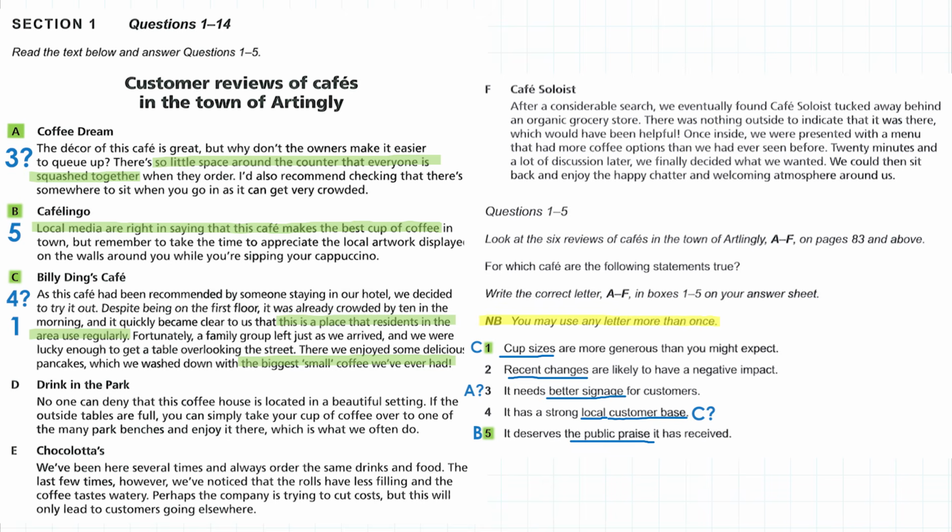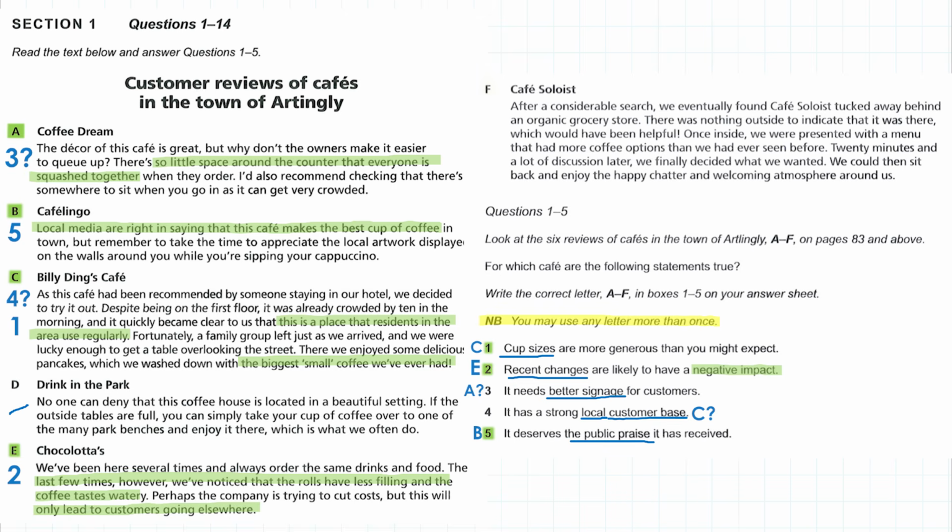But let's continue. Don't make any rushed decisions. Finish the whole section first. So I haven't found anything in D. What about E? So the description was that the last few times things weren't as good and it will lead customers going elsewhere. And that reminds me of number 2. Recent changes are likely to have a negative impact. Customers are gonna go elsewhere. So I would say that's number 2.